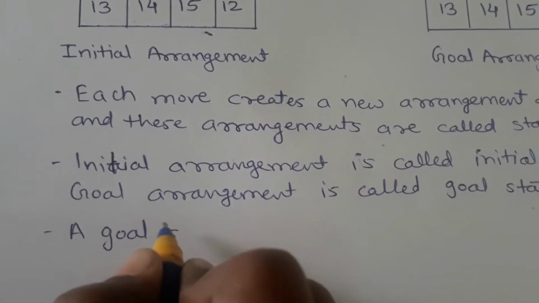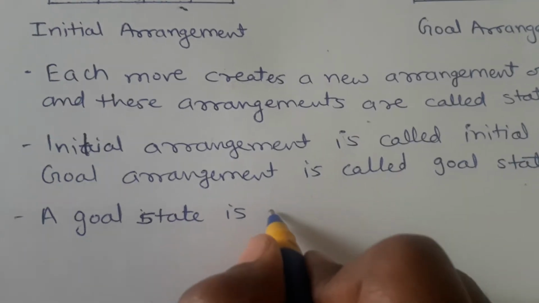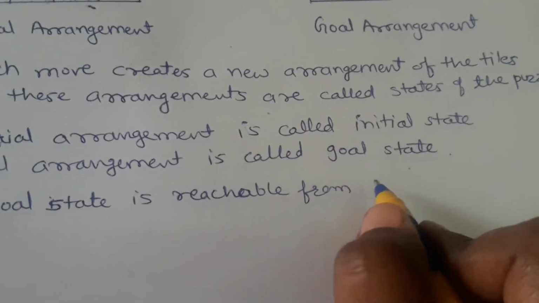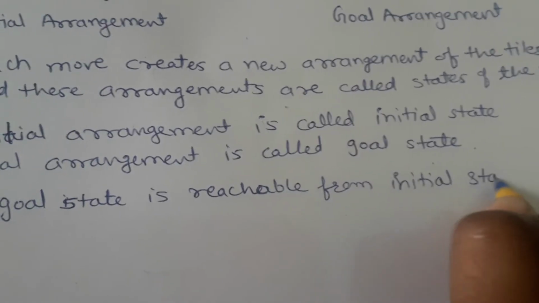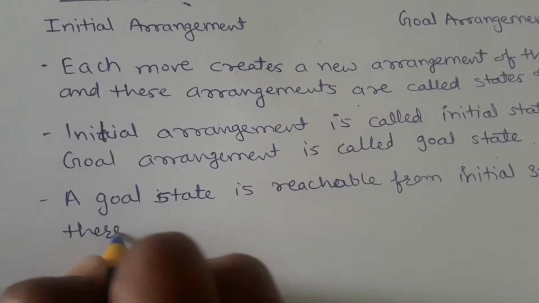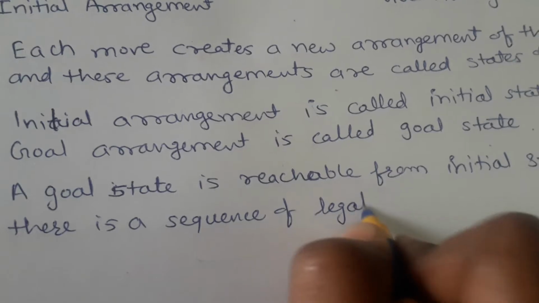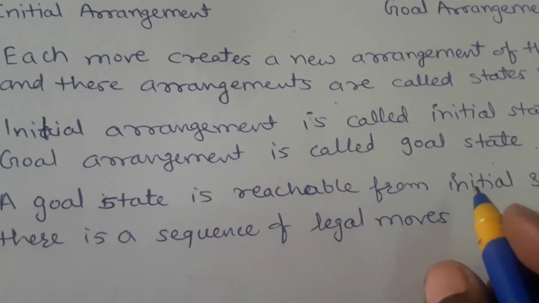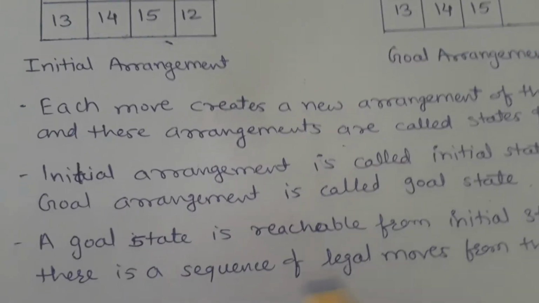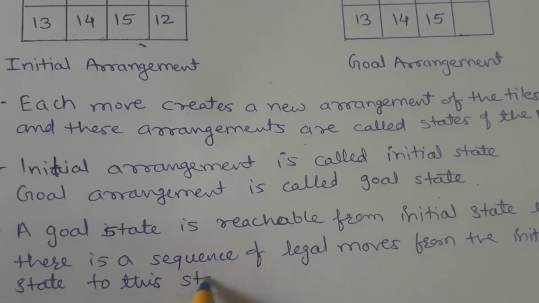A goal state is reachable from the initial state if and only if there is a sequence of legal moves from the initial state to this state, it means the goal state.